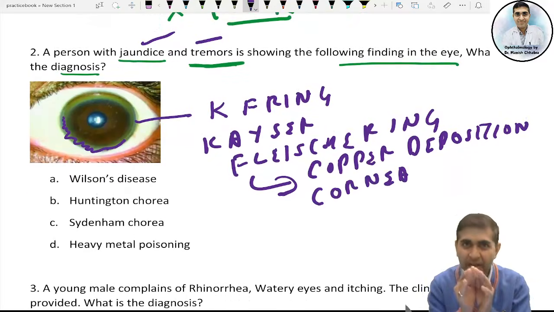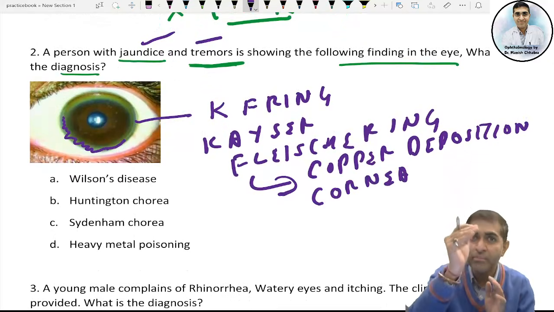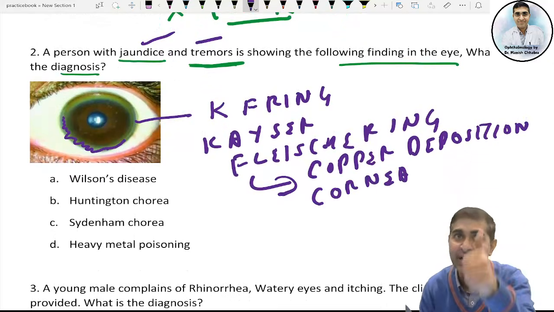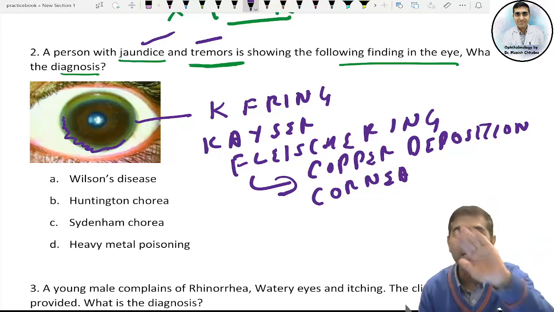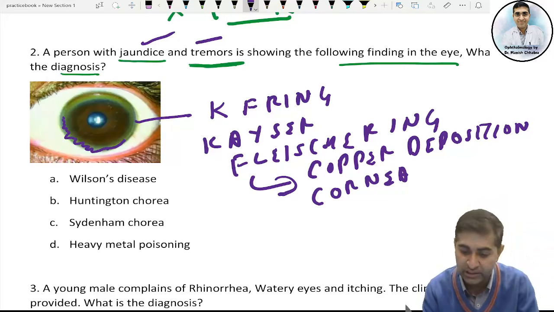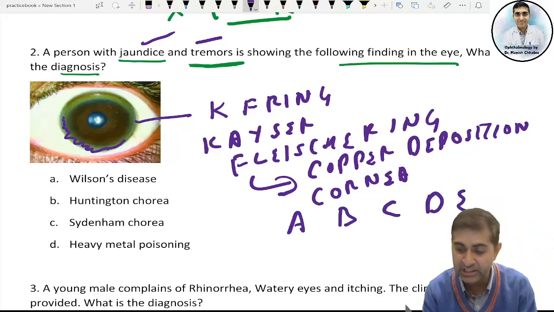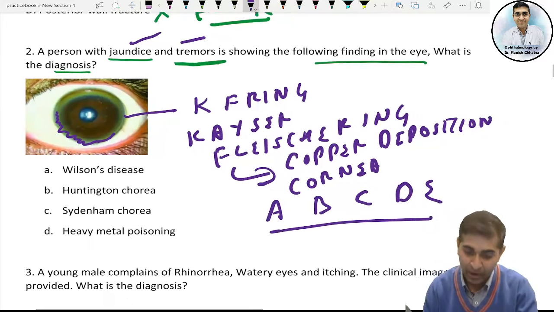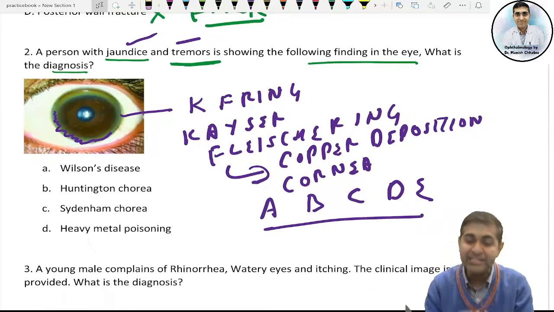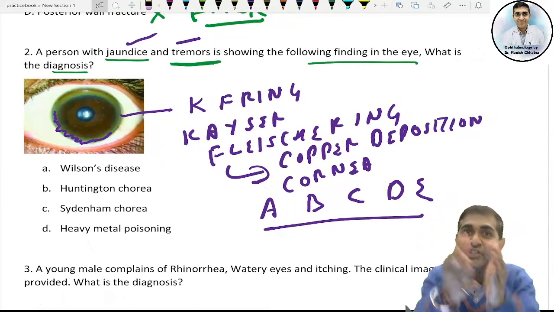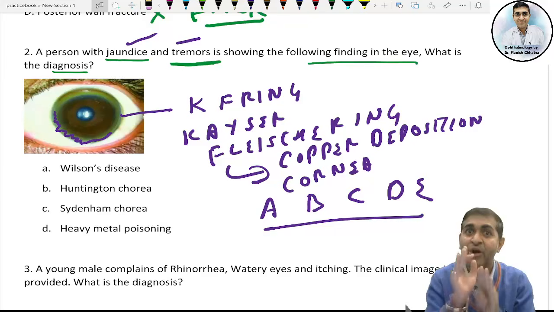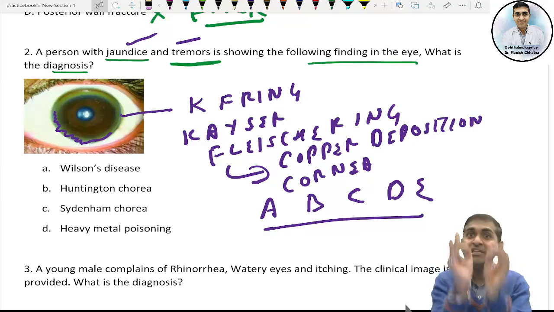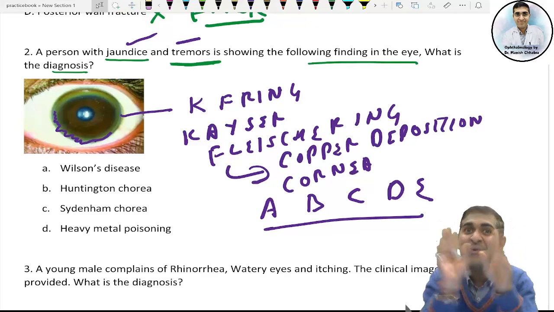Descemet's membrane. So there are different layers of the cornea from anterior to posterior. There is anterior epithelium, there is Bowman's membrane, there is corneal stroma, then Dua's layer, Descemet's layer, and endothelium. The easiest way to remember is A, B, C, D, and E. Now don't confuse Kayser-Fleischer ring with that of a Fleischer ring. Fleischer ring is deposition of iron in the corneal epithelium and it is seen at the base of keratoconus.